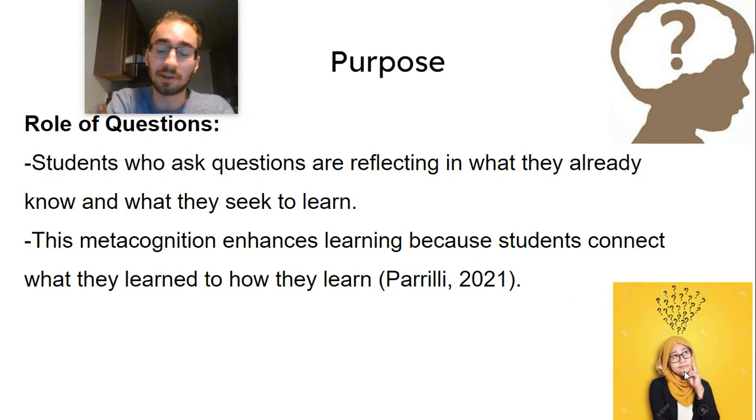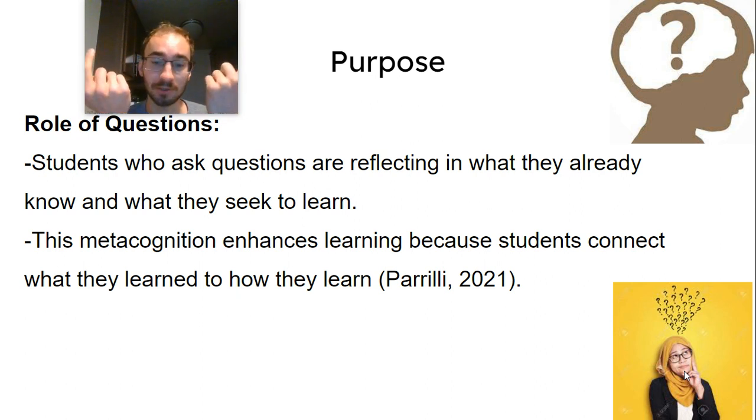What is the purpose of questions at all? Why not just focus on the answer? So students who ask questions are reflecting what they already know and what they seek to learn. So the process of thinking of a question makes you reflect on what you've learned so far, and then it pushes you to think, what do you still need to figure out? And this metacognition enhances learning because kids are connecting what they know and how they learned it. So that's why questioning can be really beneficial for learning.